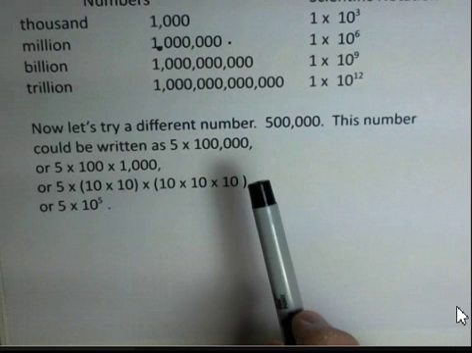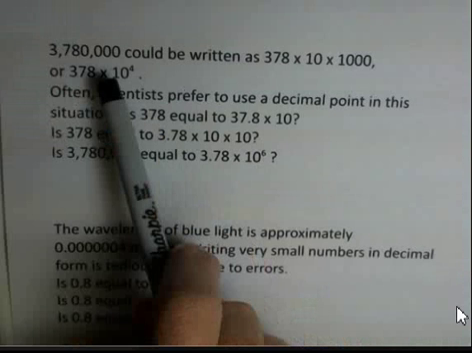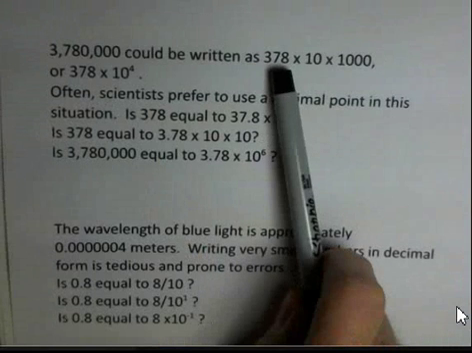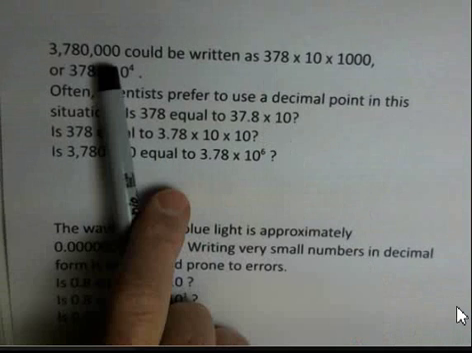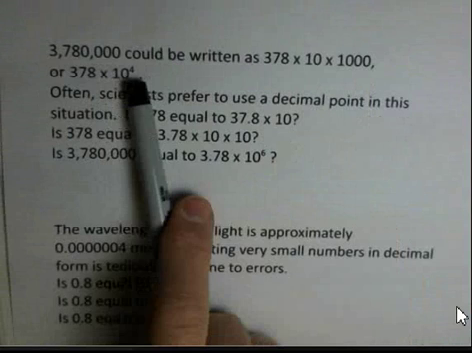So let's try a different number here. 3,780,000. Well, if I want to account for the zeros after the 8 here, I could do 378 times 10. That would deliver to me the 3780. And then we have 3 zeros here, so I'll multiply by 1,000. 10 and 1,000. This is 10 to the first, this is 10 to the third. Multiplying together, that creates 10 to the fourth. And 378 times 10 to the fourth.